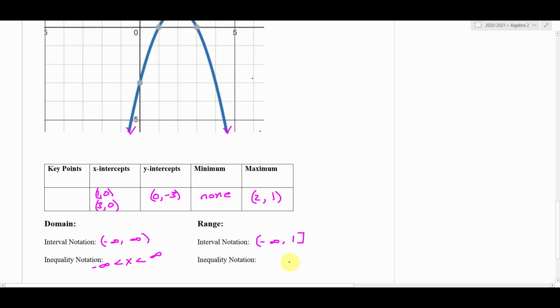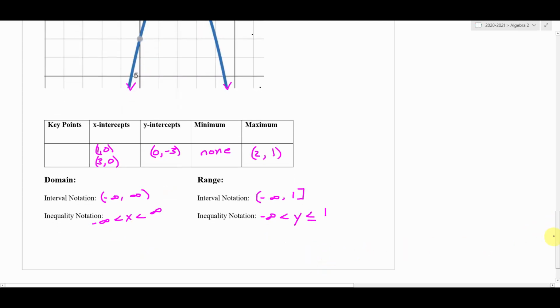And then our inequality notation, right? We're describing y values. So I'm going to make sure I say y. I'm going to put my inequality symbols on either side. Left bound was, lower bound was negative infinity, and our upper bound was 1. I can't get to this one, but I can get to this one, so I need an equal to bar over here.